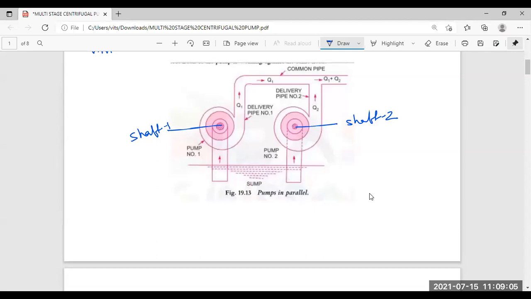Initially water is sucked from the suction pipe, then it enters the first impeller, and high pressure water is then discharged and enters the common pipe. Like this, discharge will happen. Q1 is the discharge in pipe 1 and Q2 is the discharge in pipe 2. Both discharges come into the common pipe, and the total discharge of this pipe is Q1 plus Q2, where Q1 is the discharge in pump 1 and Q2 is the discharge in pump 2.